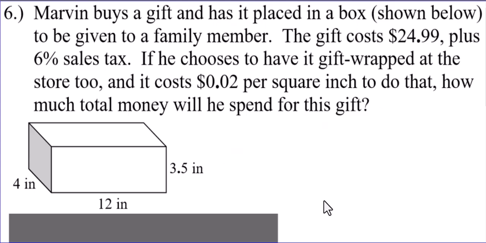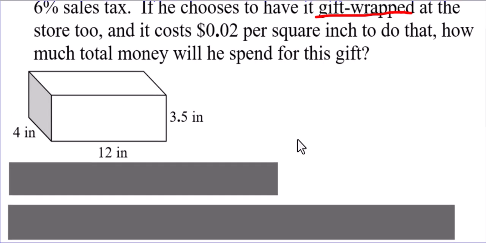All right, finally, problem number 6. Marvin buys a gift, places it in a box shown below, to be given to a family member. The gift costs $24.99 plus 6% sales tax, kind of like Pennsylvania. If he chooses to have the gift wrapped at the store too, and it costs 2 cents per square inch to do that, how much total money will he need to spend for this gift? All right, this is definitely a multi-part problem. Key idea, it's being gift wrapped, so that means we're talking surface area, not volume. We're not filling up the box. We are wrapping it around all of the faces of the box, so that is surface area.